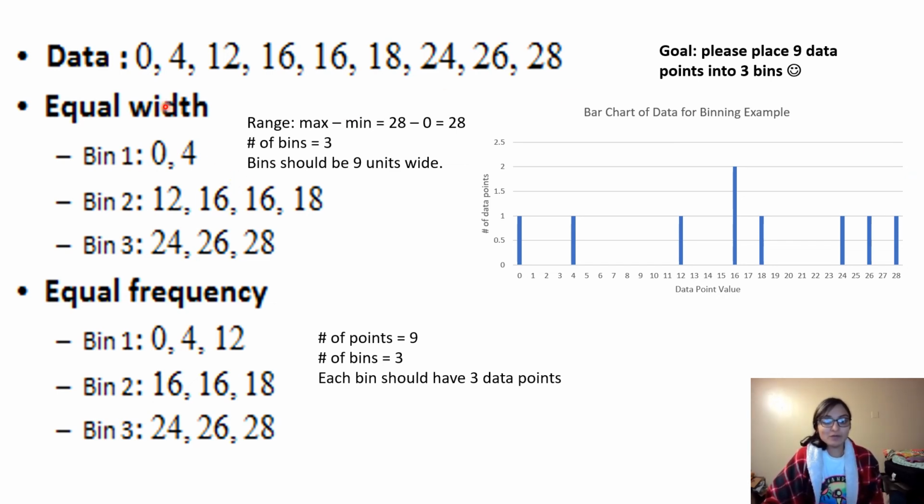Equal width is going to say, let me take my handy dandy ruler. You sort these data points from least to greatest, and then you look at the maximum value, which is 28, subtract the minimum value, which is 0, max minus min, 28 minus 0, and that will give you 28. And you say that you want 3 bins. So you do 28 divided by 3, which is roughly 9.333. Each bin should be roughly 9.33 units wide.